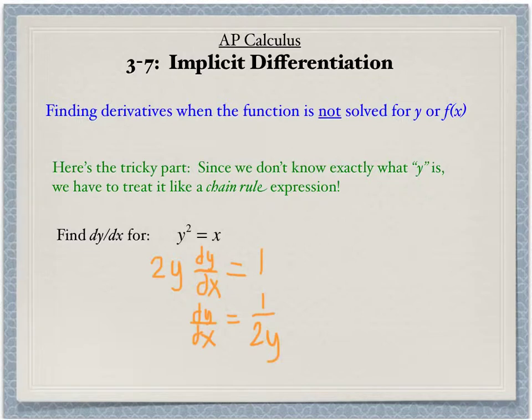Kind of weird, and the weird part I think is especially this right here. So keep in mind, whenever you see a y from now on and we do this implicit differentiation, treat it like the chain rule. So 2y to the first, but then we have to tack on that dy over dx. I think that'll become more apparent as we do some more examples of this.